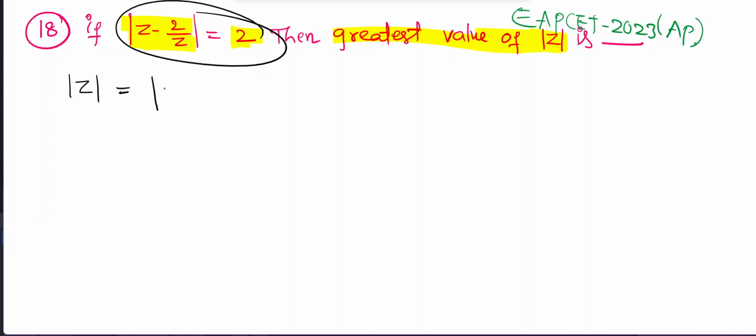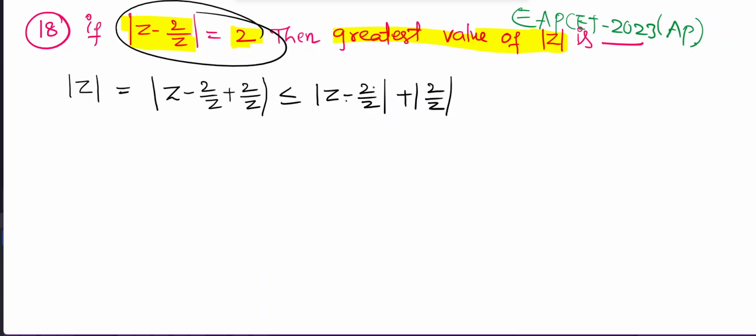Mod z is written as mod of (z minus 2 by z plus 2 by z), adding 2 by z and subtracting 2 by z. This is less than or equal to mod of (z minus 2 by z) plus mod of 2 by z. Here the value of mod of (z minus 2 by z) is given, that is 2. So mod z is less than or equal to 2 plus 2 by mod z. Take LCM.